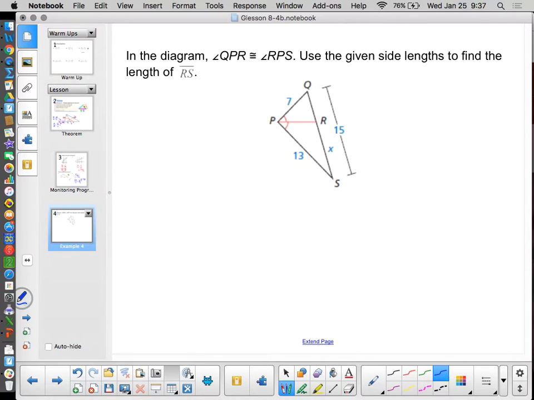And what I can know for sure is QR here is the whole thing, 15, minus what we've already used up, x. So I can express that in terms of x by saying that's 15 minus x. And now I can set up my proportion. Instead of setting up a proportion, I'm going to go straight to the products. The side times the segment opposite is the side times the segment opposite.